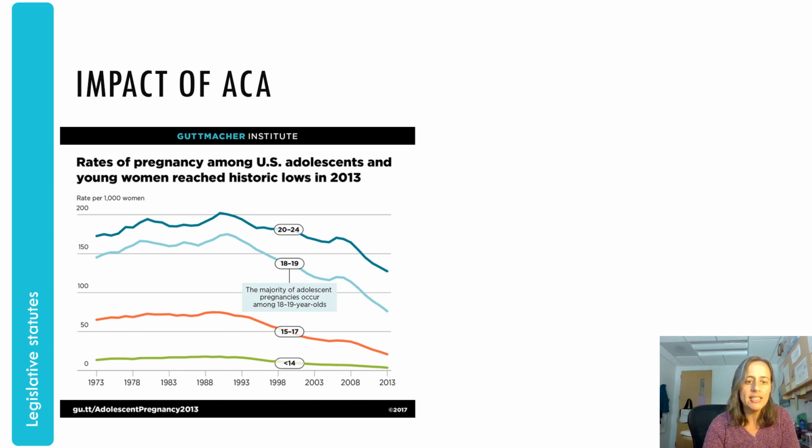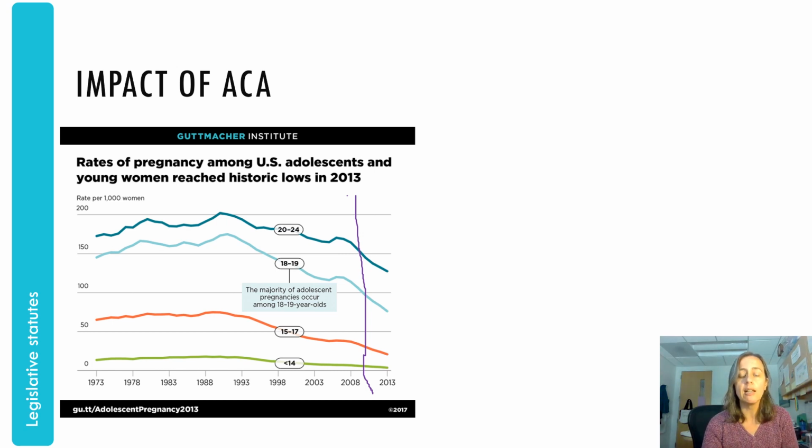And so what you can see is, let me switch colors so I can see what I'm doing. All right. Here is where the Affordable Care Act went into effect. And we see this nice big drop in the numbers of pregnancies in teens and young women. And if you look at a graph of unplanned pregnancies in all age women, you see the same thing.